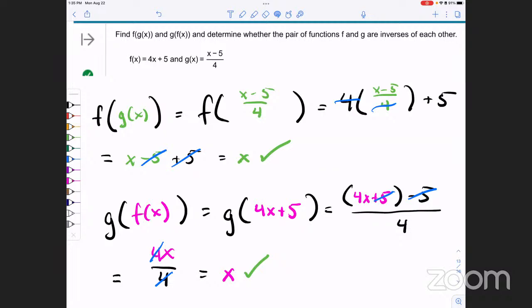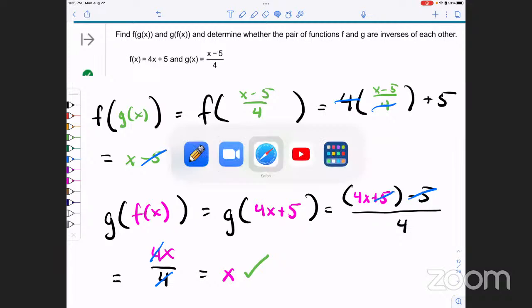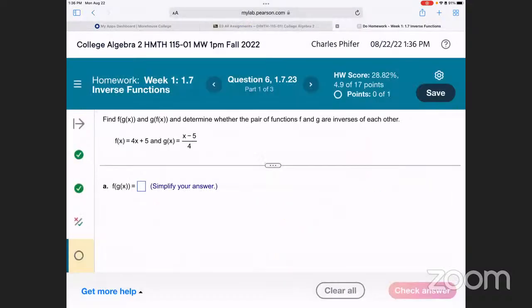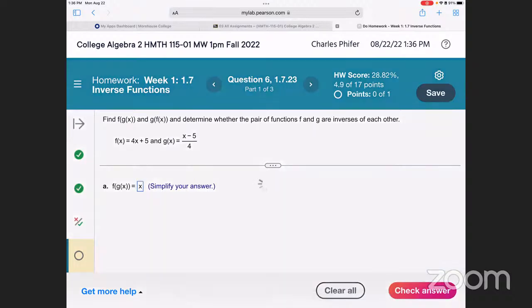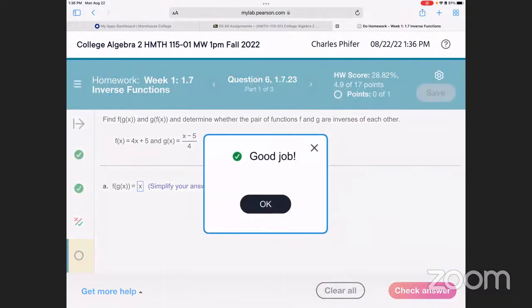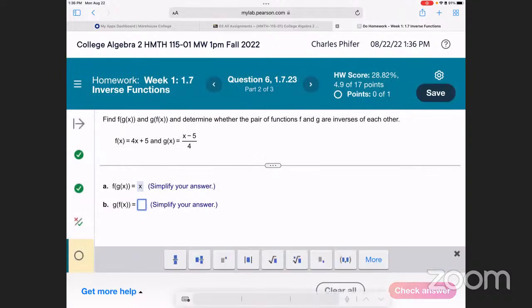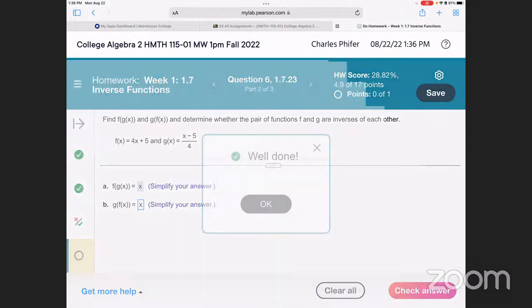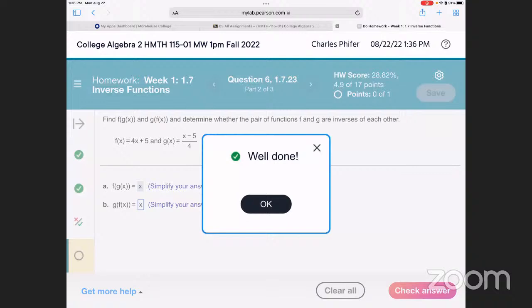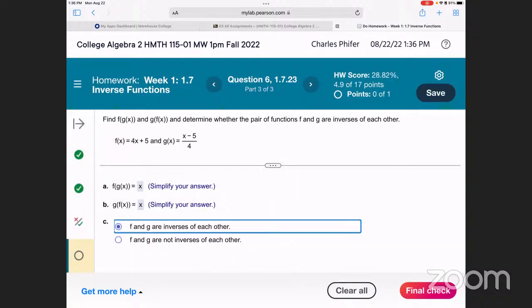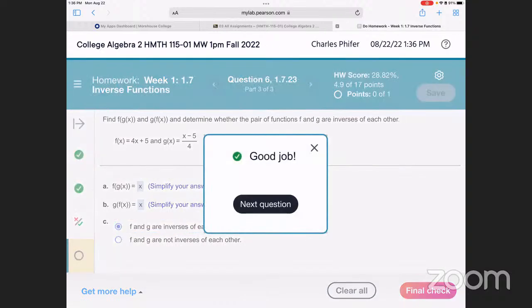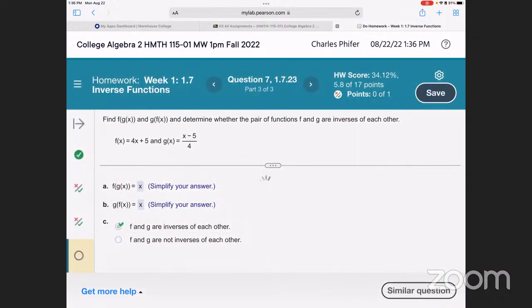And let's hop back over to Pearson. Simplify your answer. So we got x, and then we got an x here as well. So then the first one, f and g are inverses of each other. Okay, I'm going to the next question.